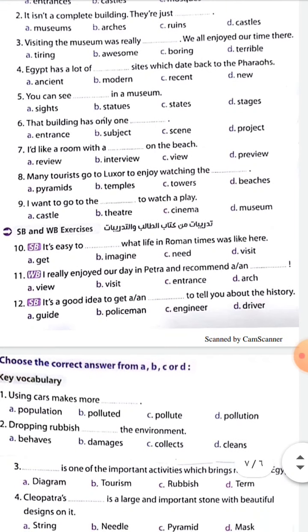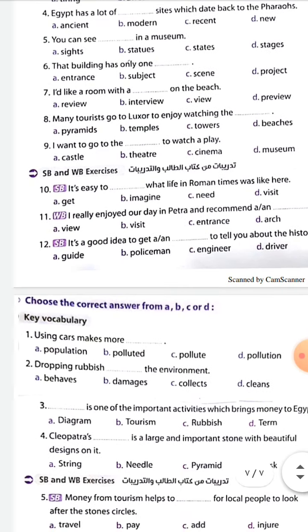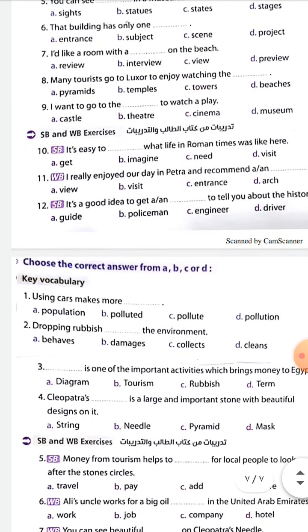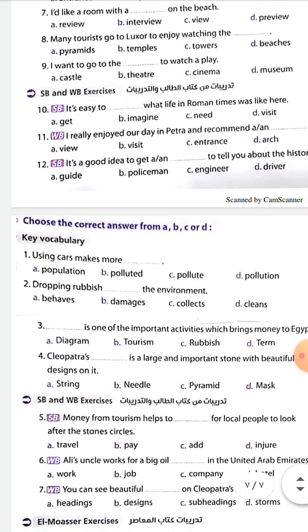It's a good idea to get ... to tell you about the history of a place. لو أنا عايز أعرف تاريخ هذا المكان يبقى لازم I should get a guide, or it's a good idea to get a guide. Using cars make more ... استخدام السيارات makes more، بيعمل ايه بقى؟ بيعمل تلوث، pollution. Number 1, population, السكان. Dropping rubbish ... the environment. Dropping rubbish ماله بقى؟ القمامة بتعمل ايه؟ Damages the environment، تدمر البيئة.